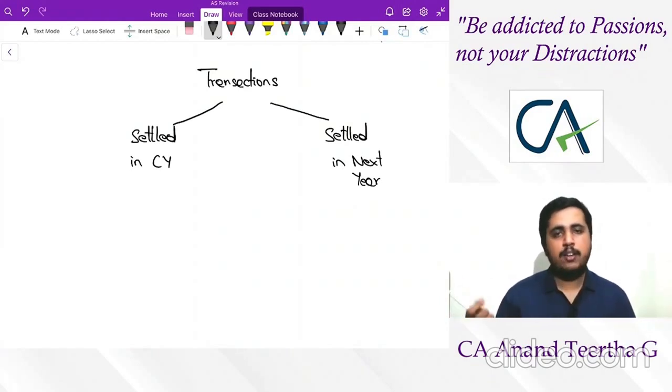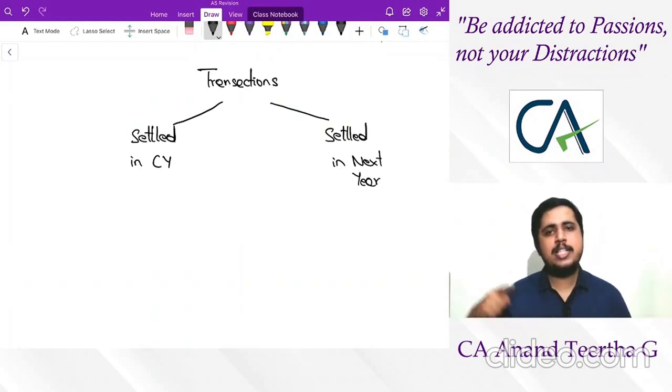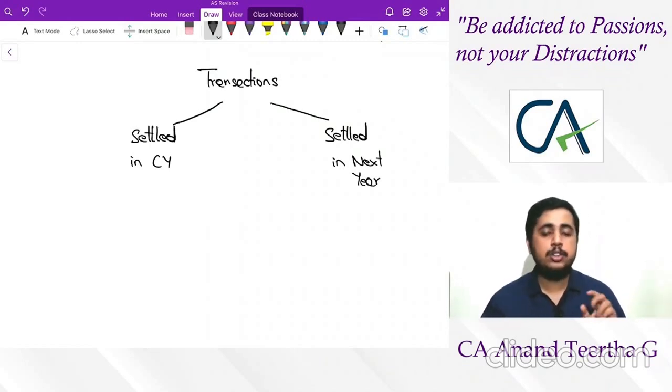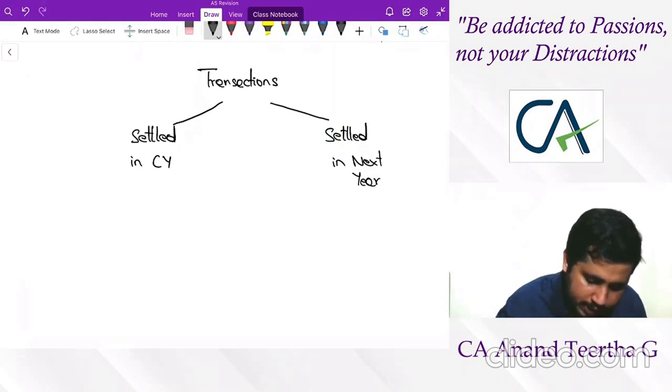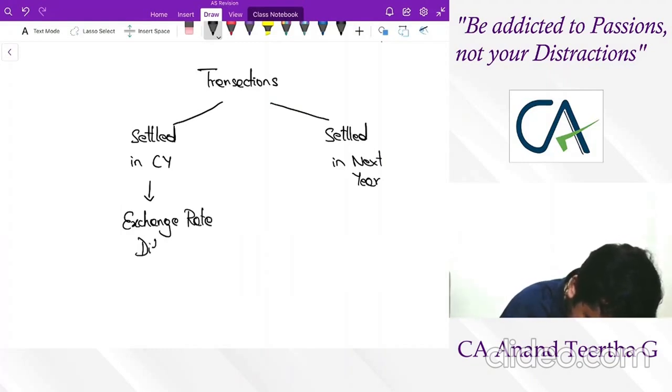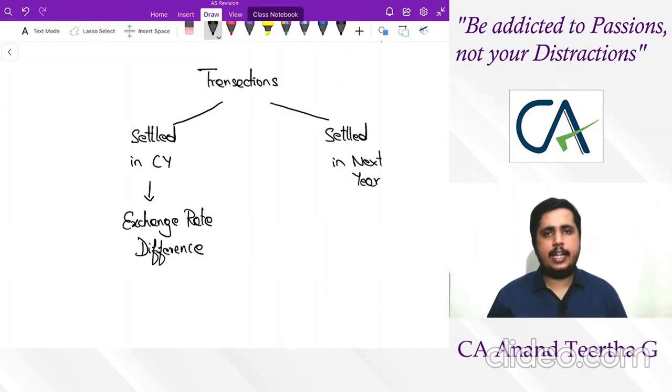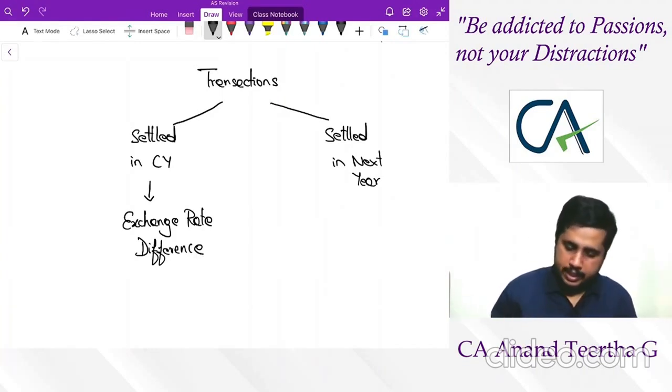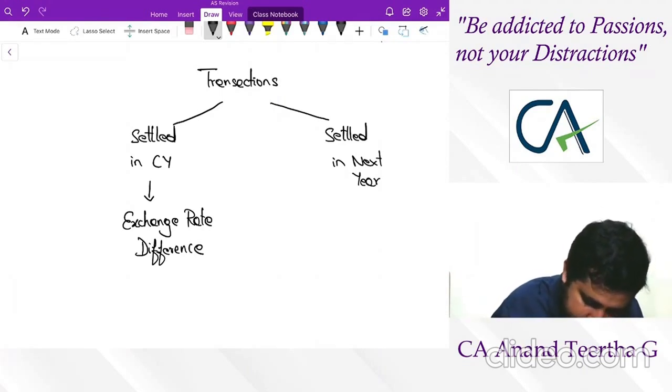Now the point is, will that be settled in the current year? Will that be settled in the next year? Both of them are possible. It's not like you have to settle it in the current year only. There is nothing like that. So what are the impacts? If it is settled in the current year itself, then directly consider the exchange rate difference. We'll talk about exchange rate difference in detail. Suppose it is settled in the next year, then one of the impacts is the balance sheet date.